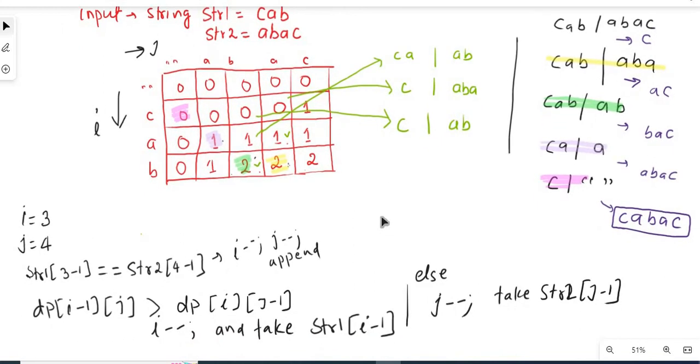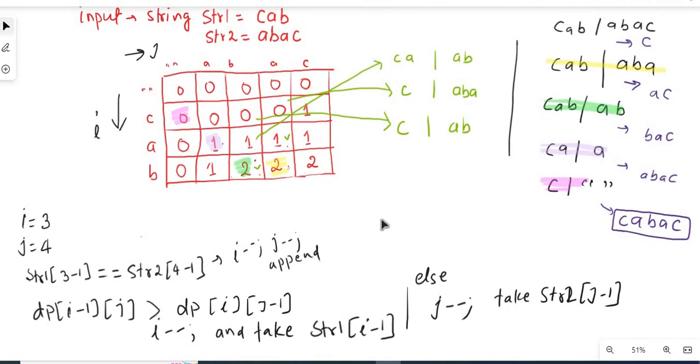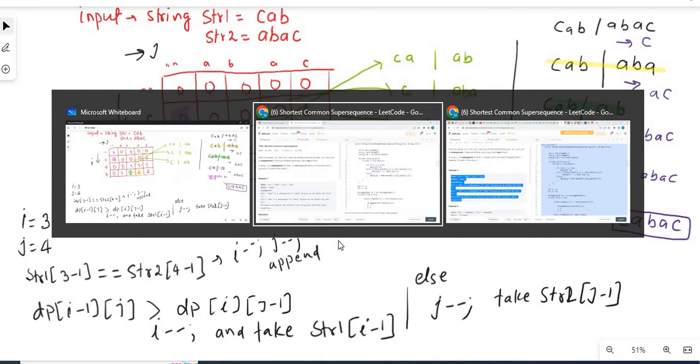So I have made a very good diagram to understand it. So i would be three. String one size is three. j would be four. String two size is four, and then we'll check. We would put this ij into a while loop. You can check this code over here.